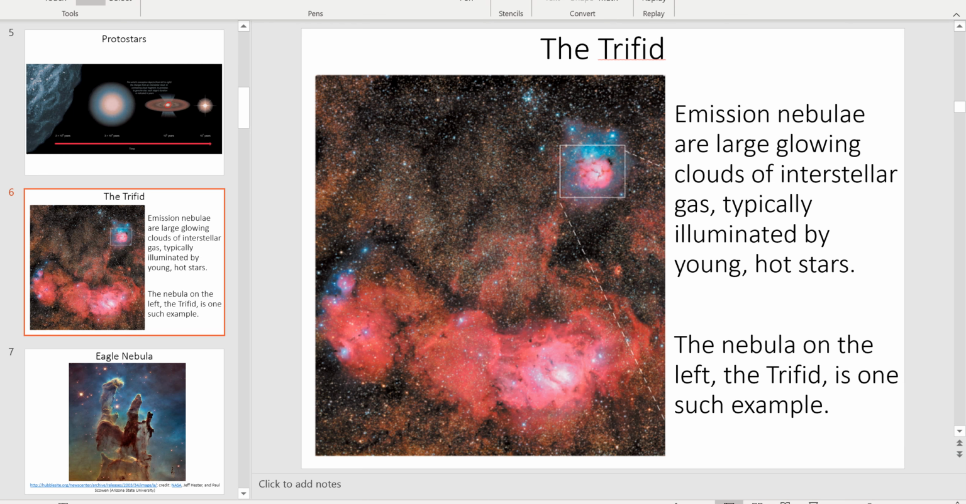An emission nebula is a large cloud of gas and dust that is illuminated by a lot of hot young stars that are being formed from different parts of this nebula. This is called an emission nebula because the gases, the dust, are heated up, and when you heat up gas, for example, it tends to glow and it produces an emission spectrum. This is one such example, this picture that you're seeing here.